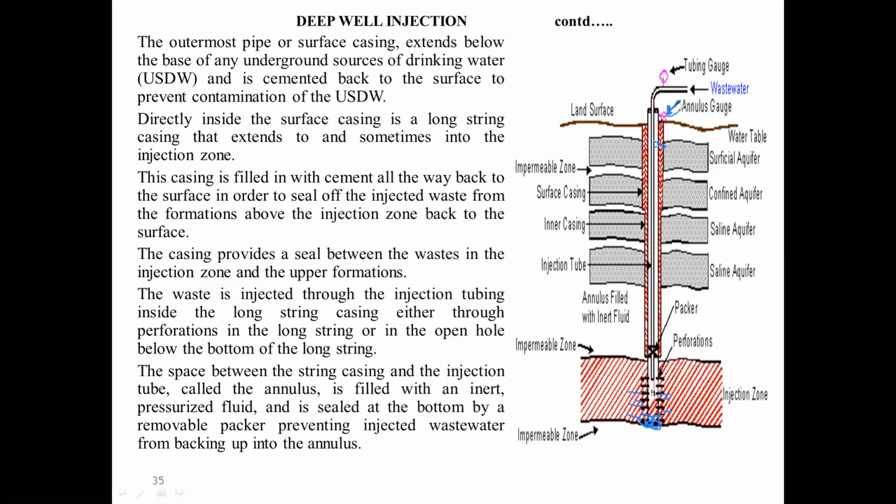This annulus gauge depends upon the size of the well, and is going to be filled with an inert pressure fluid, and it is going to be sealed at the bottom by packers, preventing the injected wastewater from coming back into the annulus area, because there are many chances that during an earthquake or any upward pressure, the wastewater which has been injected at the bottom can come out. So the annulus gap which is going to be formed is also filled with cementing materials, right?